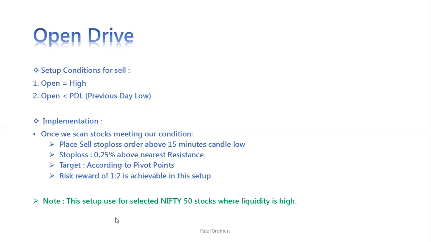What should be the stop loss? 0.25% above the nearest resistance. How to find the resistance, I'll explain through the charts. Targets are according to the pivot points, otherwise according to a risk reward of 1:1 or 1:1.5 to 2, which is achievable in this setup. After 1:1.5, you should trail the stop loss.